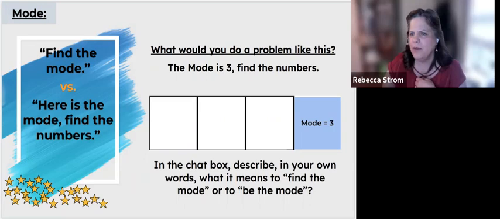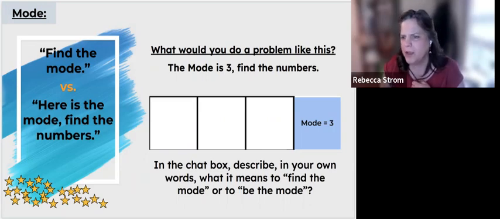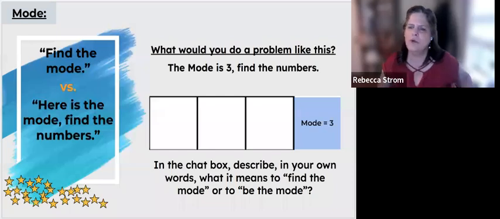It's the most often, the most. I explain it, mode, more. What is mode? Maybe tell me more about that.